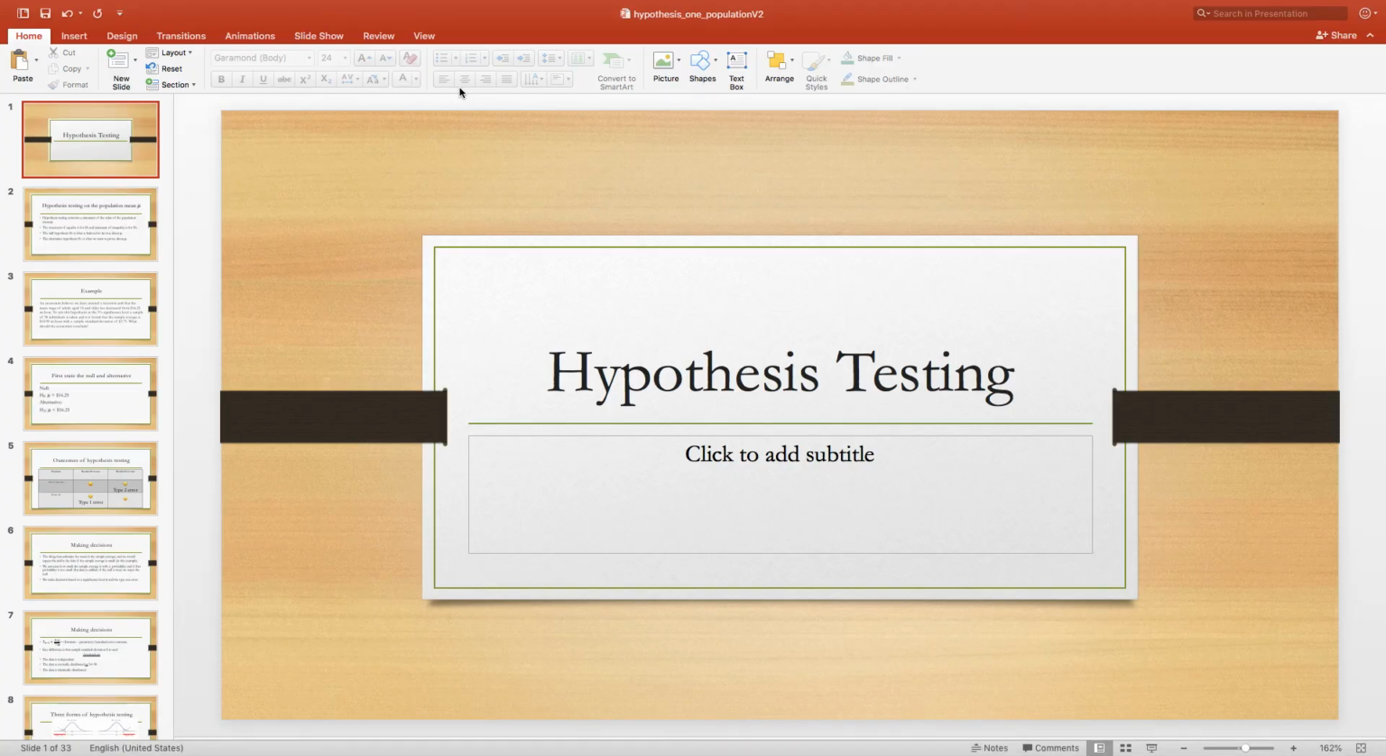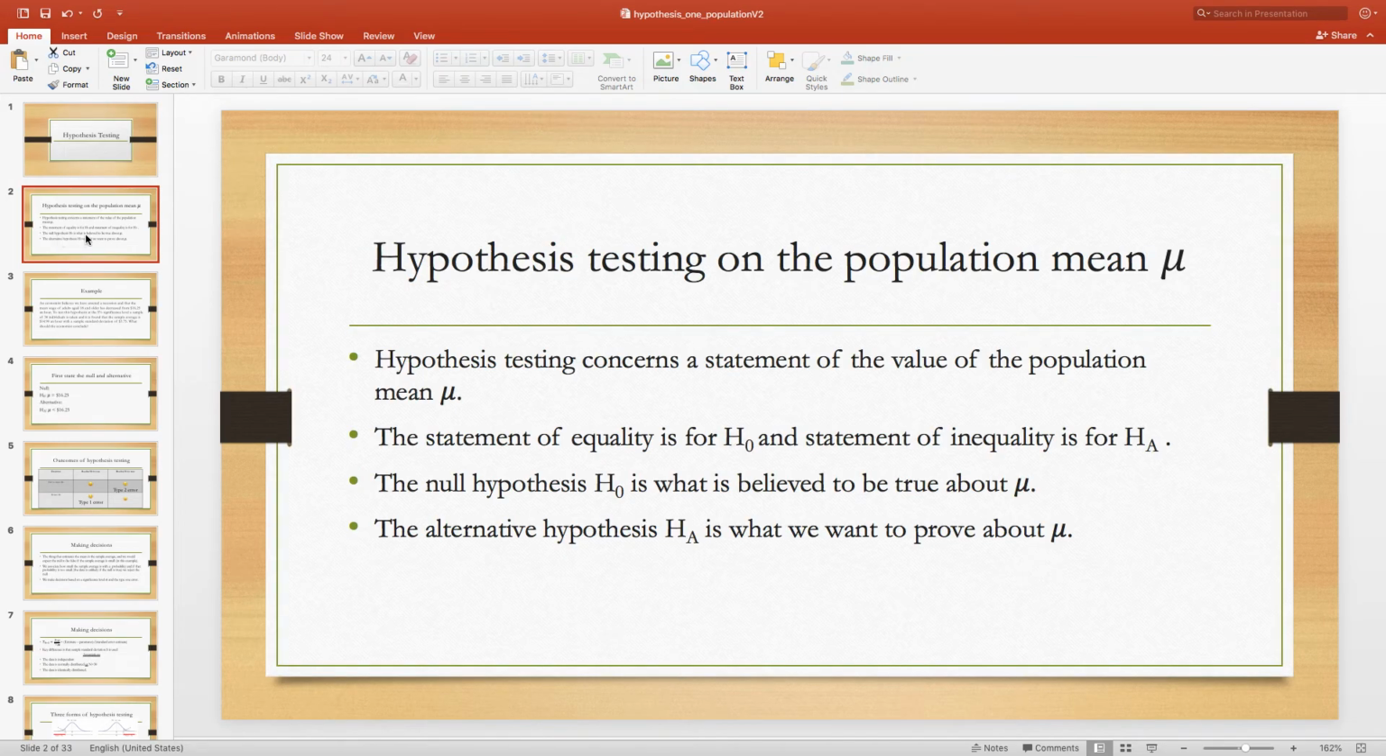Right. Today we're going to talk about hypothesis testing on a population mean. And before I get started, I'm going to just back up for a minute and talk about what is hypothesis testing. So, hypothesis testing has a statement about the population value. And in this case, that's the mean.